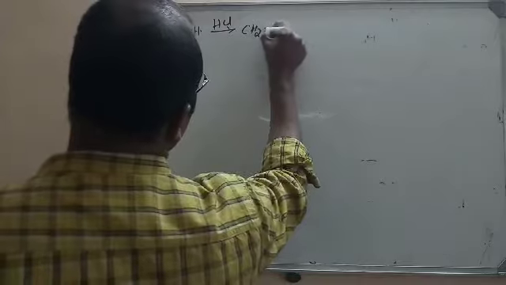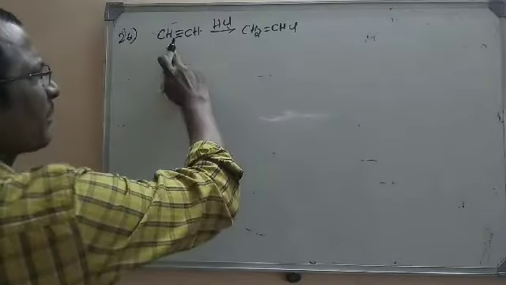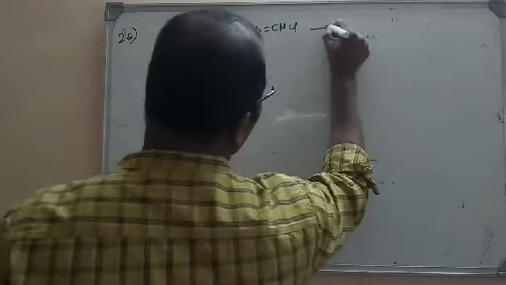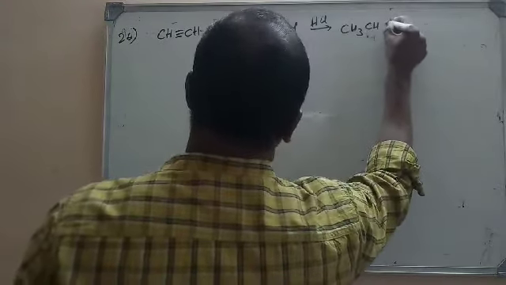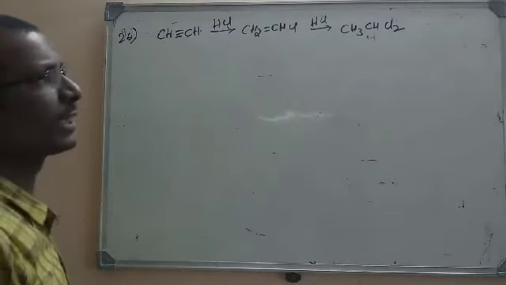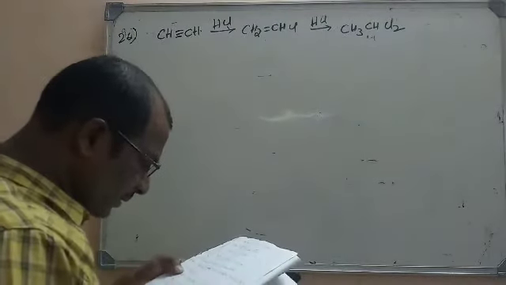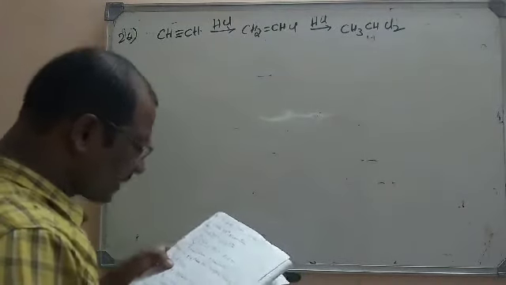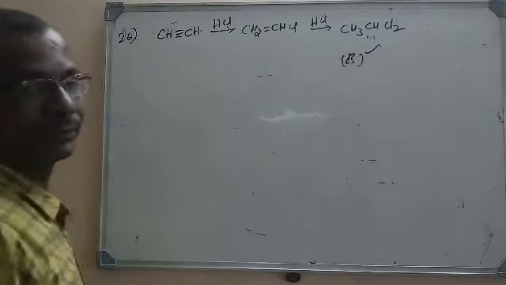CH2=CHCl will be formed here. Addition will take place, hydrogen and Cl. Again if we treat with HCl, what are we going to get? It is CH3CHCl2, nothing but 1,1-dichloroethane. So here the correct option is B, 1,1-dichloroethane.